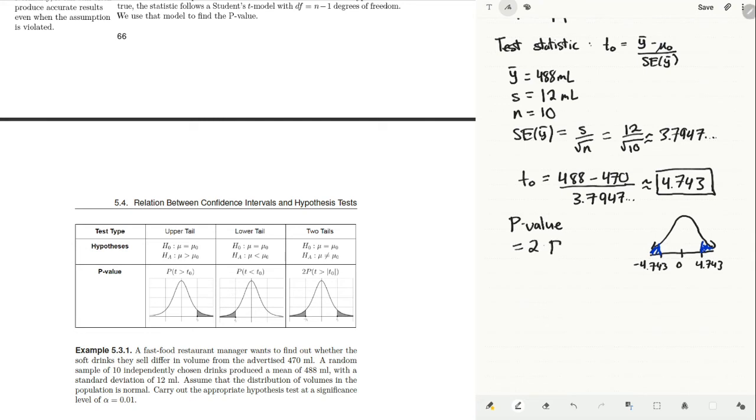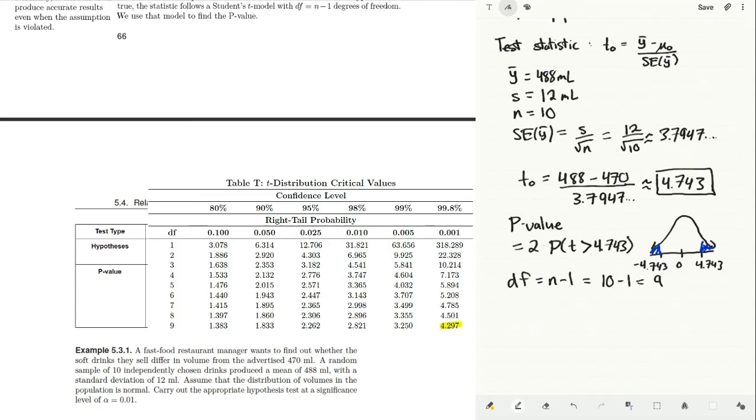So we can take 2 times the area to the right of 4.743. And we also need the number of degrees of freedom, which is n minus 1. So 10 minus 1, which gives us 9 degrees of freedom. So now we're going to locate our test statistic of 4.743 using our t-table. With 9 degrees of freedom, we see that 4.743 falls to the right of the table. And so the closest value is 4.297.